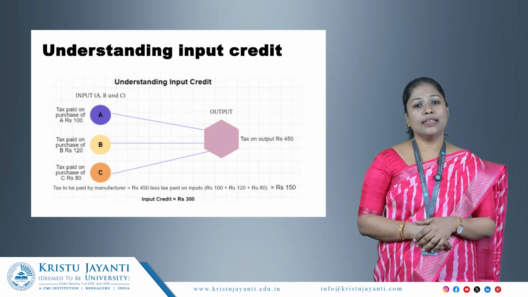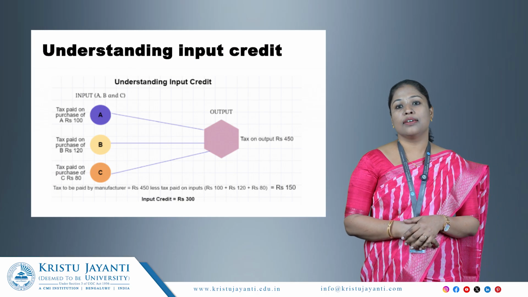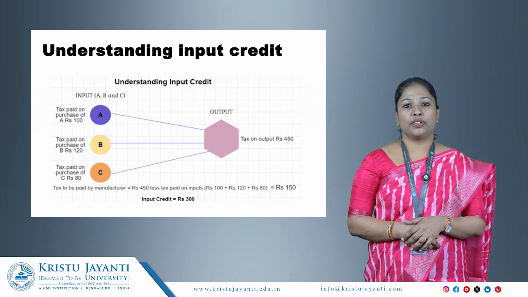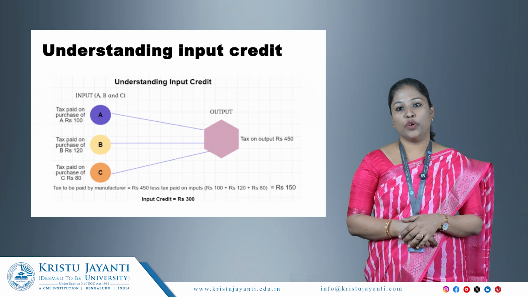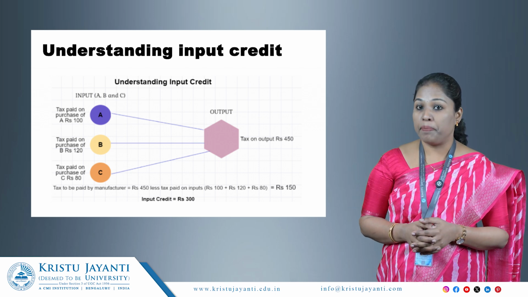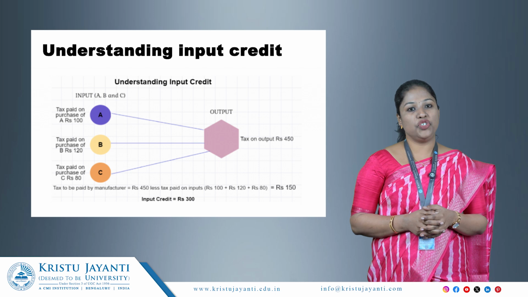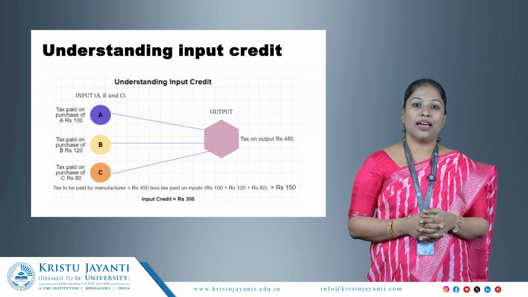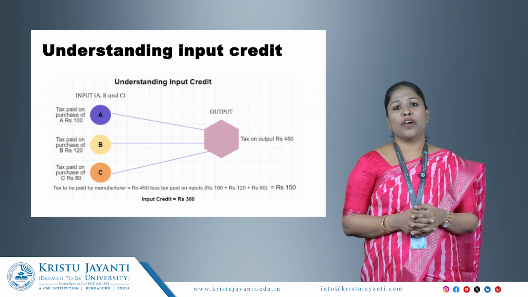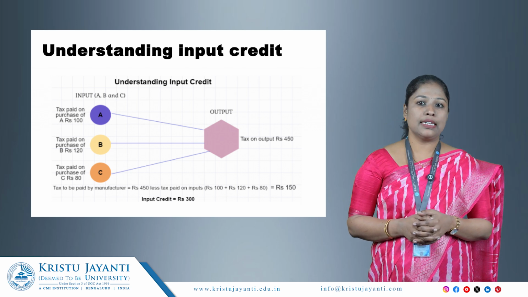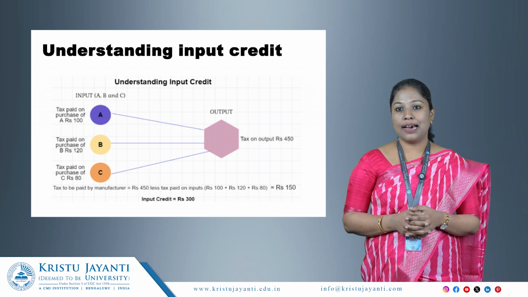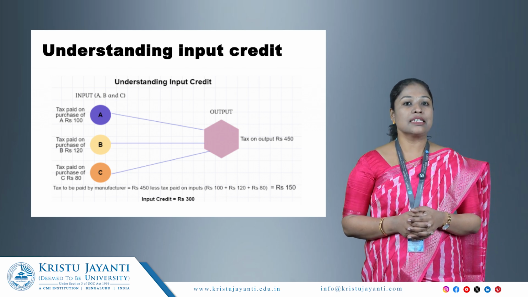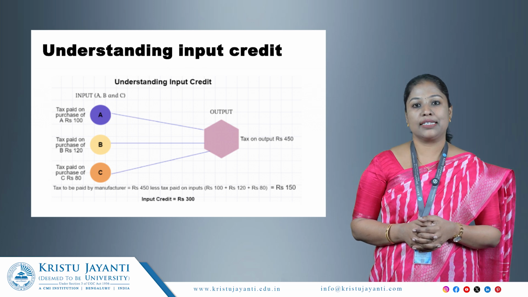Now, let's understand input tax credit with a simple example. Imagine a manufacturer buys raw materials worth rupees 1000 and pays rupees 180 as GST on it. This 180 rupees is called input tax credit. Next, the manufacturer produces goods and sells for rupees 2000, charging rupees 360 as GST. This 360 rupees is called output tax.